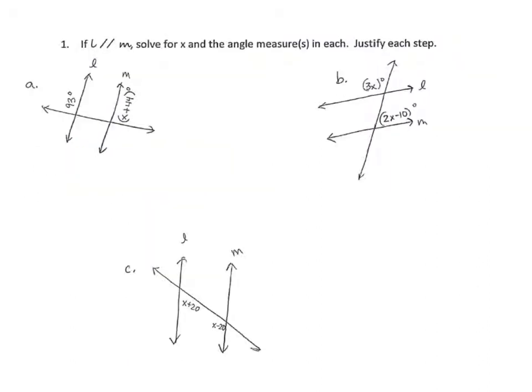Okay, next part is if the lines are parallel, solve for x in the angle measures in each and justify. So I'm going to write, if these lines are parallel, we have to look at what the relationship is between these two angles right here. So if this is my transversal, these are on the same side and they're exterior, they're outside. So they're same side exterior angles. So I know that 93 plus x plus 44, so this angle plus this angle, have to equal 180.